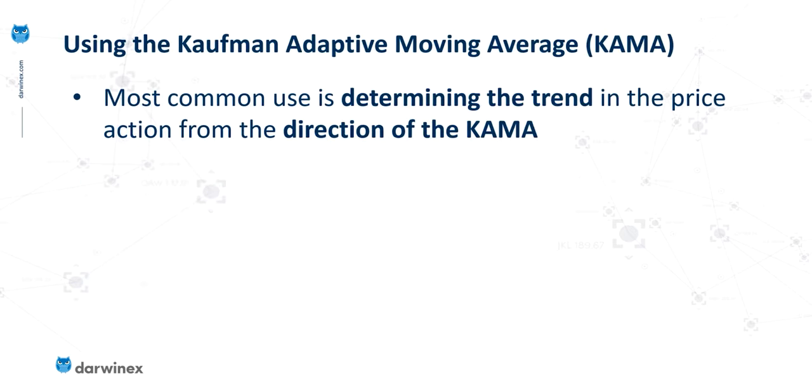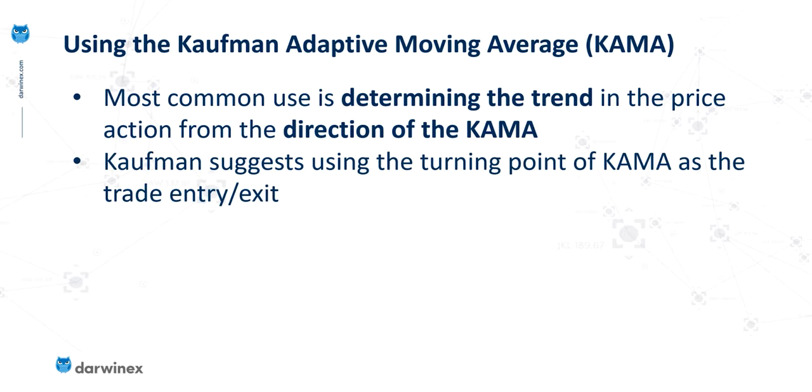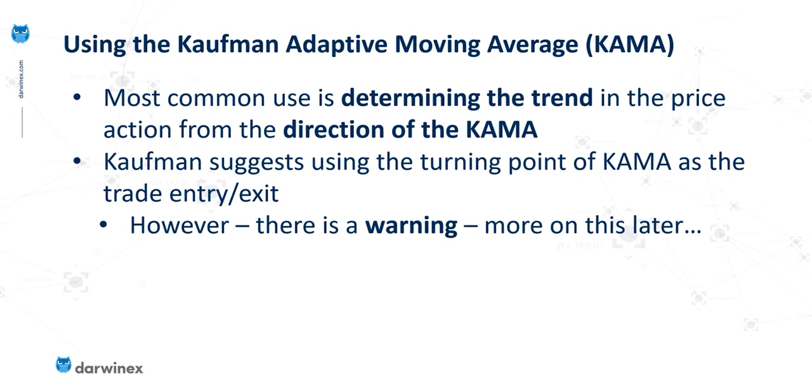So, in Kaufman's own words, the most common use for the KAMA indicator is in helping determine the trend in the price action. And he recommends you do that using the direction of the KAMA. He talks about using the turning points to indicate the areas for trade entry and exit. So in other words, if it were to change from a downward to an upward slope, that would indicate a buy, and vice versa would indicate a sell. However, before you rush off and do this, there's a warning, and I'll talk about this a little bit later. But let's first of all start with the basics of that fundamental usage of this indicator.